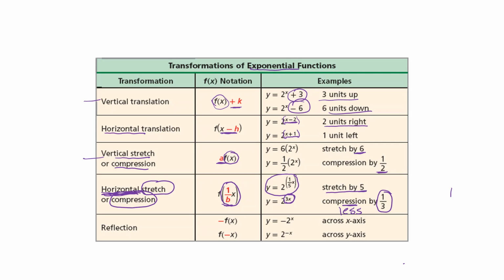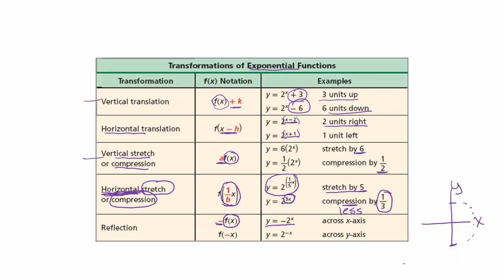All right, so finally we have our reflections, and just like before, notice if it's across the x-axis, let's just draw a picture of this real quick. We have x and y. If it's going across the x-axis, that means our x is staying the same and the y is going to be opposite. Y would be up here and y would be down here. So in our problem, we're going to take our y and just take the opposite, or minus. So we can look at the example here: y equals -2 to the x power.